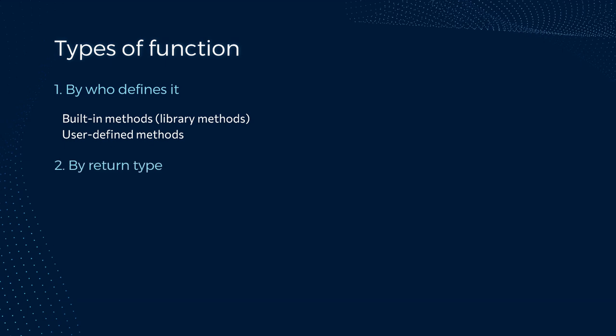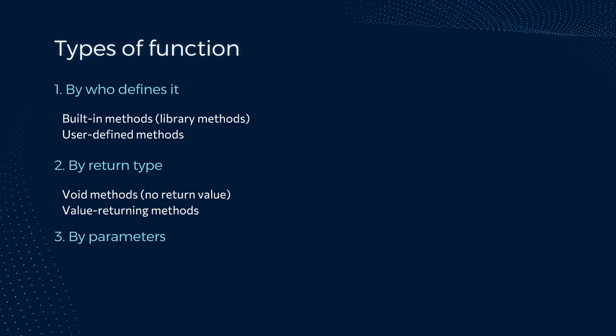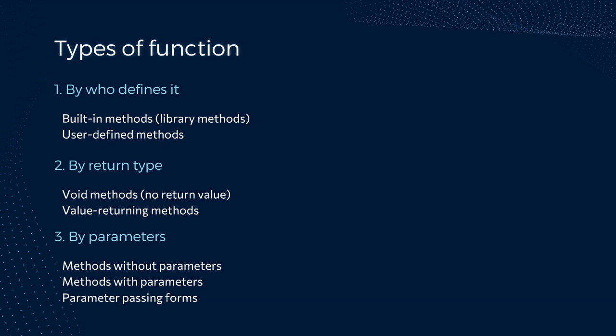Now the second category is by return type. Normally a method returns something, and here there are two categories again. We have void methods, which have no return value, and then value-returning methods, which return a value. Then we have another category, by parameters. We can have methods without parameters, or methods with parameters, and also different parameter passing forms. I will discuss what exactly these parameter passing forms are in upcoming videos.